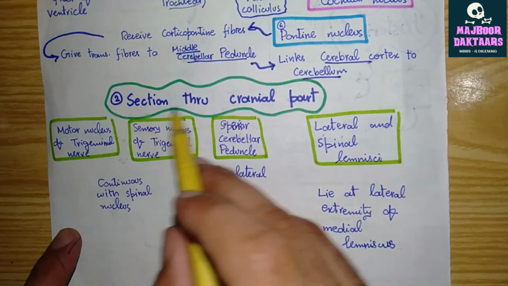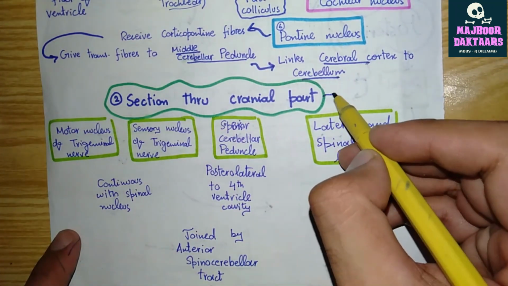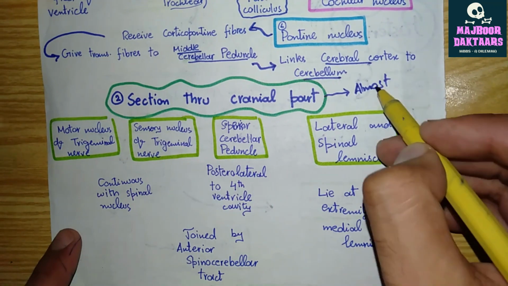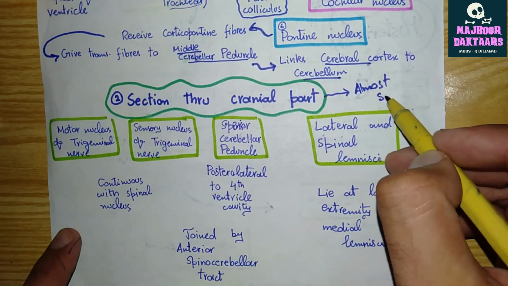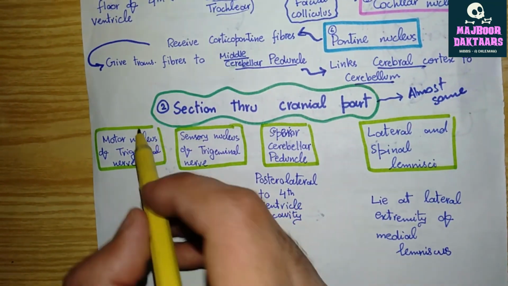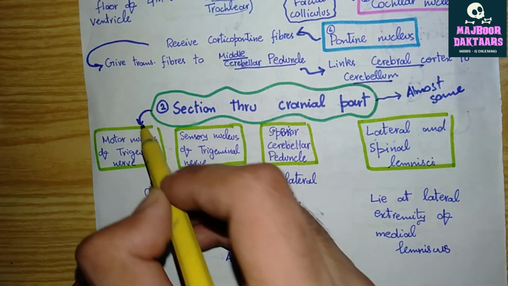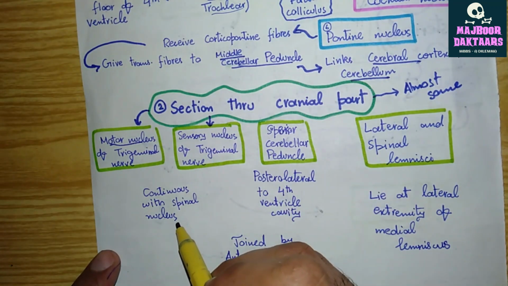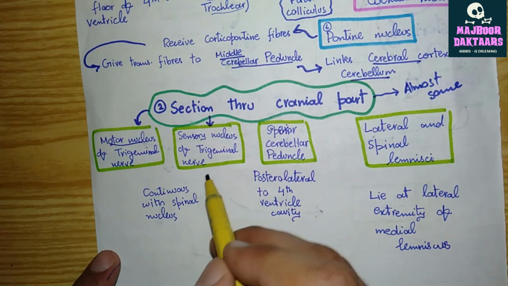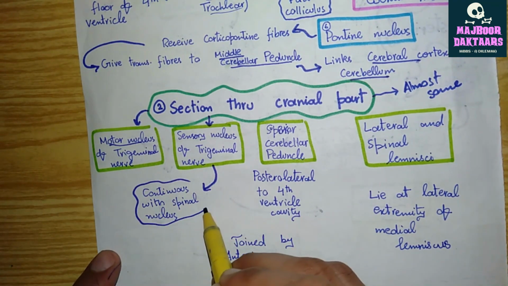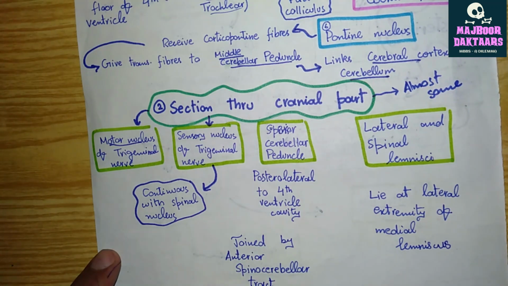Now, talking about the section through the cranial part, this one is almost the same as that of the caudal part, but instead of the spinal nucleus of the trigeminal nerve, we see the main nucleus, that is the motor nuclei and the sensory nuclei of the trigeminal nerve, and this sensory nuclei is continuous with the spinal nuclei which were present beneath it.